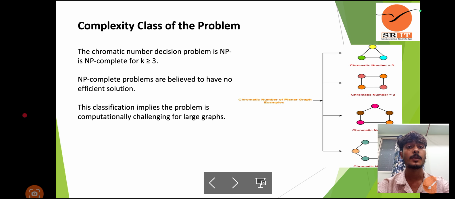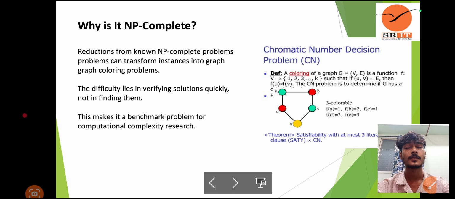Complexity class of the problem. The chromatic number decision problem is NP complete for k greater than or equal to 3. NP complete problems are believed to have no efficient solution. This classification implies the problem is computationally challenging for large graphs.